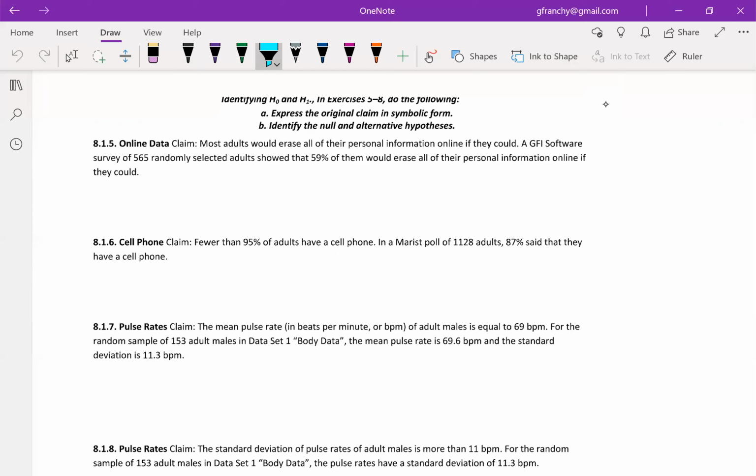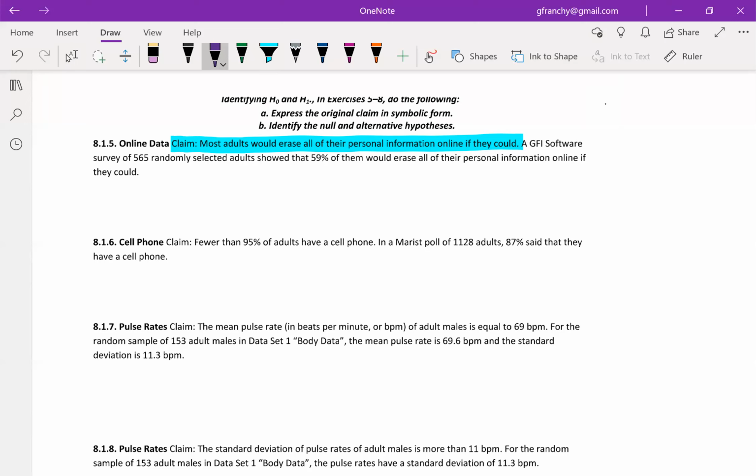So in number 5, the claim is the first sentence here. After that, they're talking about the sample. So we'll get to that later on. So for right now, you're just looking for what it's saying about the claim. And our claim here is most adults would erase all of their personal information online if they could.